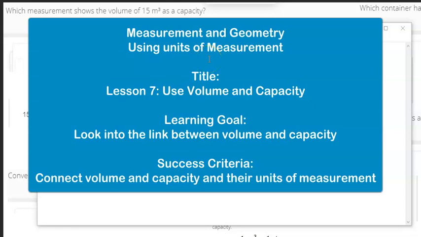This is lesson 7 from the using units of measurement topic, and this one is going to be looking at how to use volume and capacity. The learning goal is to look into the link between volume and capacity, and the success criteria is to connect volume and capacity and their units of measurement.